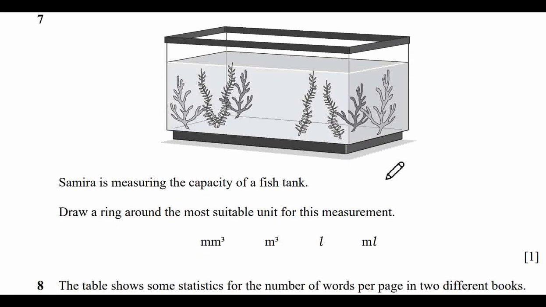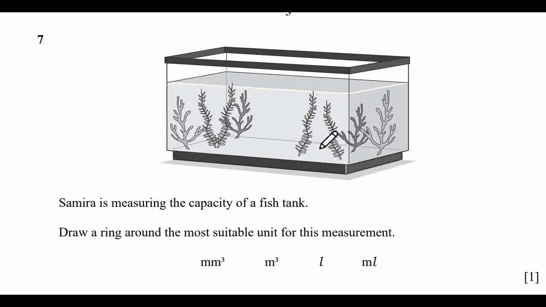Number 7. Samira is measuring the capacity of a fish tank. Draw a ring around the most suitable unit for this measurement. So, question 7. Samira is measuring the capacity of a fish tank. Draw a ring around the most suitable unit for this measurement. So, a fish tank must not be in millimeter cube, that is small, or meter cube. Usually it's in liter. That much of water in a fish tank.